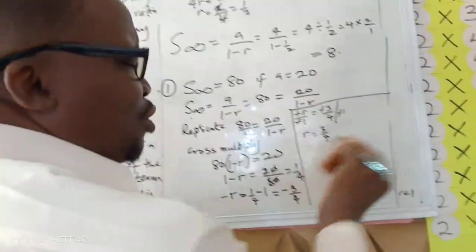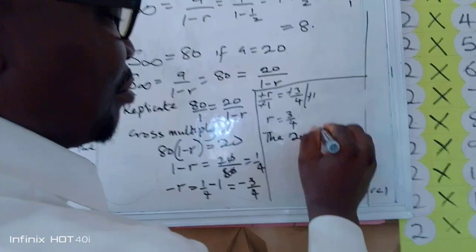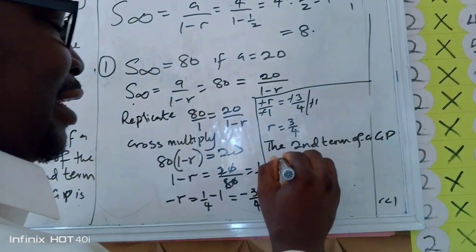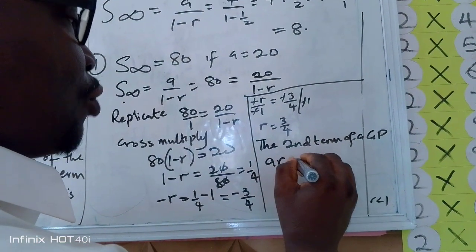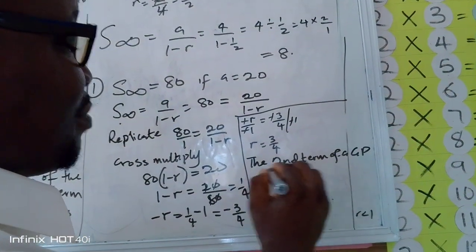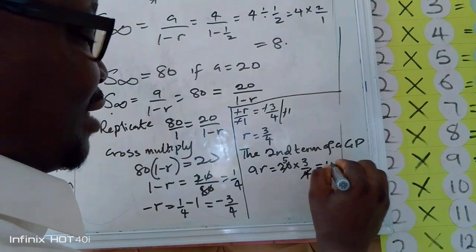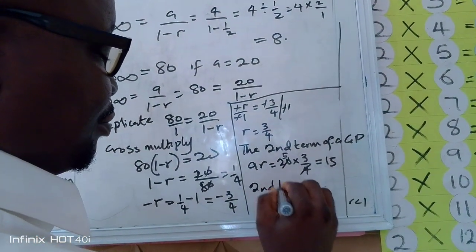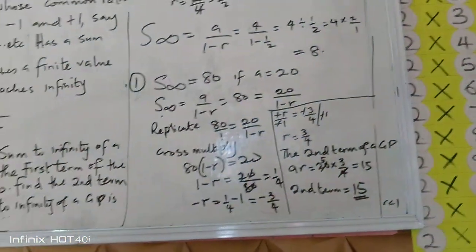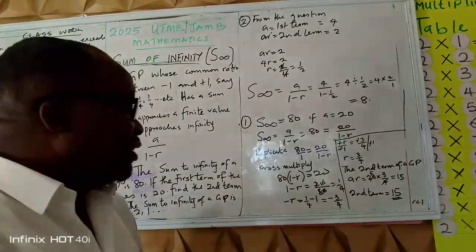It's a GP operation, so we know the second term of a GP is ar, which is equal to, what is my a? My a is 20, times my r, 3 over 4. This cancels this, 5. My answer is 15. The second term is equal to 15. That brings us to the end of the sum to infinity.